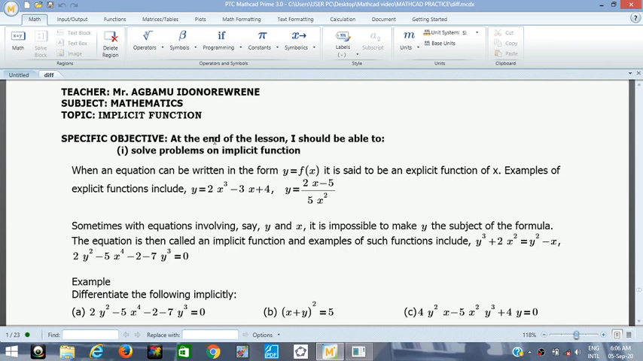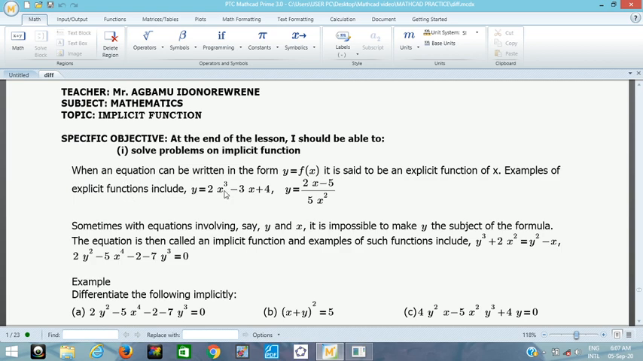In today's video, I'm going to show you how you can differentiate implicit functions. Before we go straight to the solution, let me tell you what we mean by implicit function. If you go through what we have been doing so far in differentiation, you will discover that when an equation is expressed in the form y equals f of x, or y is a function of x, for example y equals 2x plus 3 minus 3x plus 4, this kind of equation we call an explicit function.